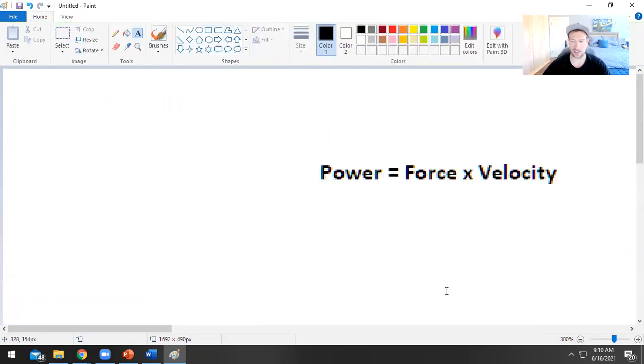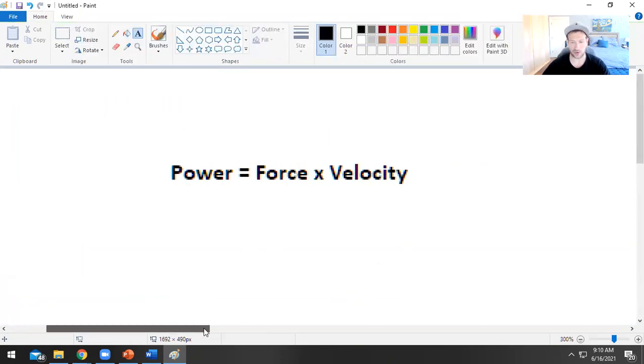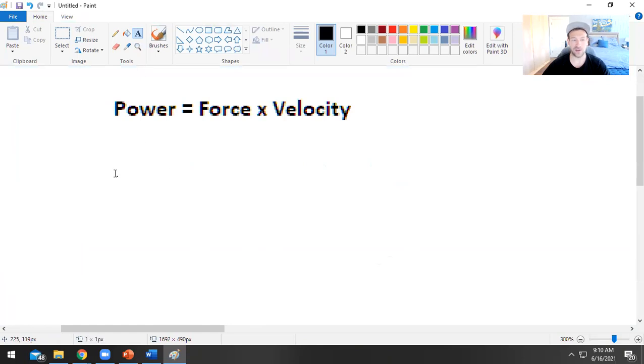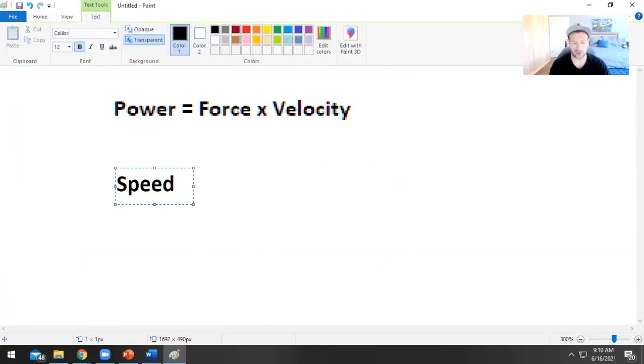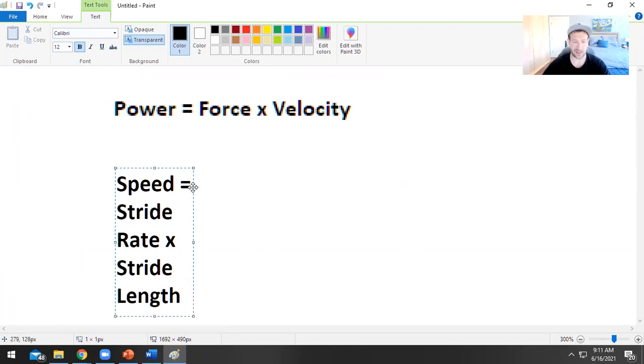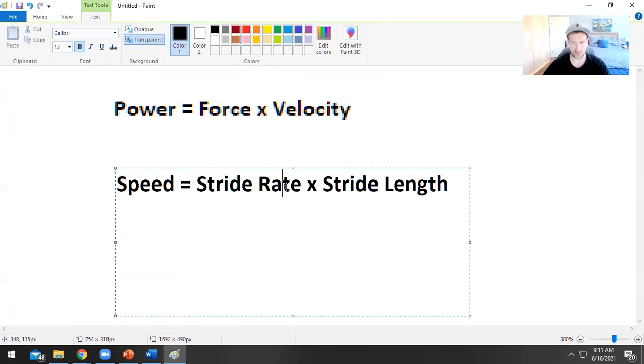Force times velocity. That's what we're looking for here, right? Well, speed is actually very similar. Speed is an equation as well. Speed is going to equal your stride rate times your stride length, okay? And actually, I'm going to flip those around. Let's put length here, and let's put rate here.